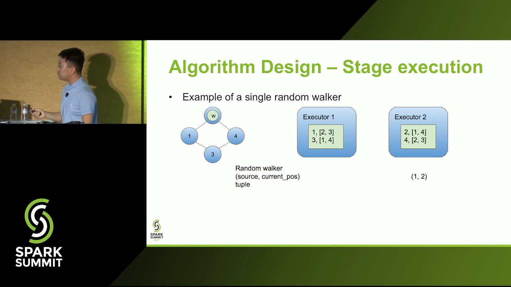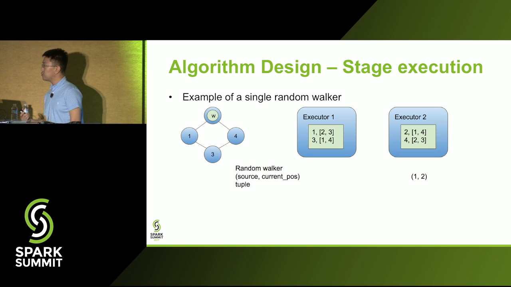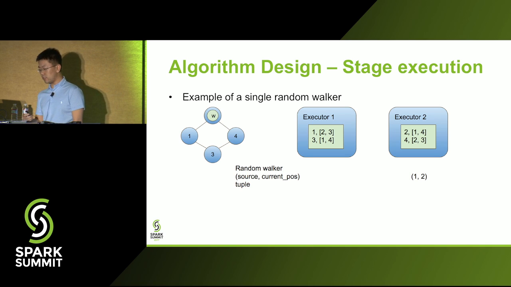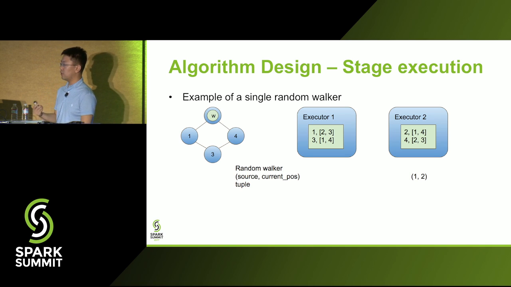So one straightforward way of sending the random walkers to the correct remote vertex is by joining the random walkers with the graph partition dataset, based on the walker's current position. This will always lead to the random walkers being co-located with the corresponding graph partitions after the join. However, this approach has 2 issues.